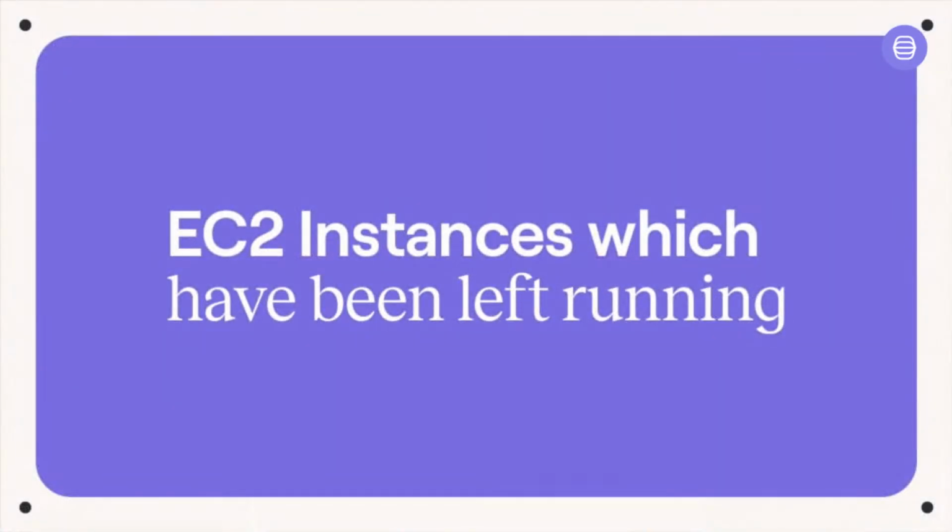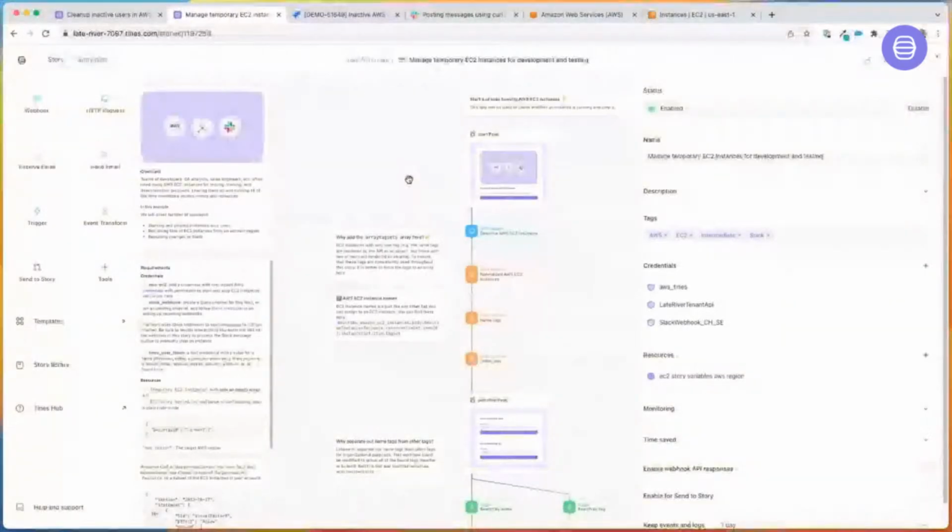Okay, let's look at our second use case today. And our second use case is concerned with the idea of spinning up EC2 instances, perhaps for testing purposes, and potentially forgetting to shut them off, which obviously is a pretty big waste of resources if they're left on for a long time. But more importantly, will end up costing us money.